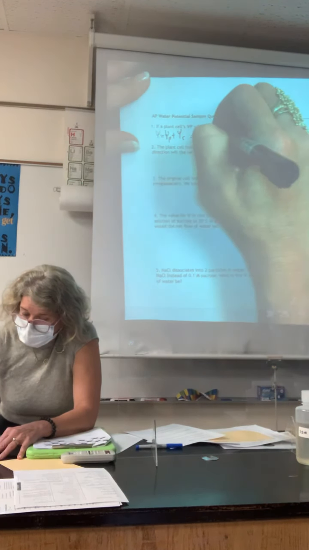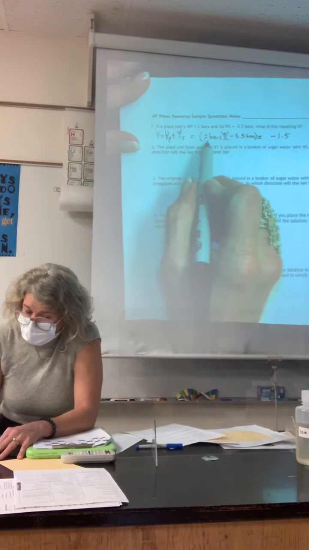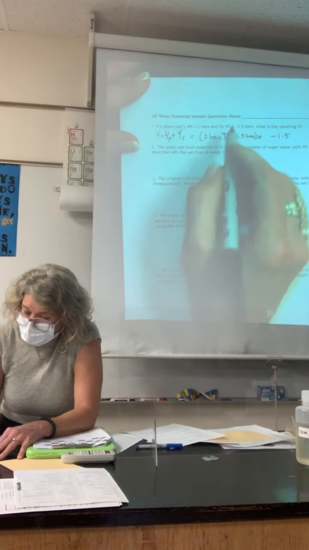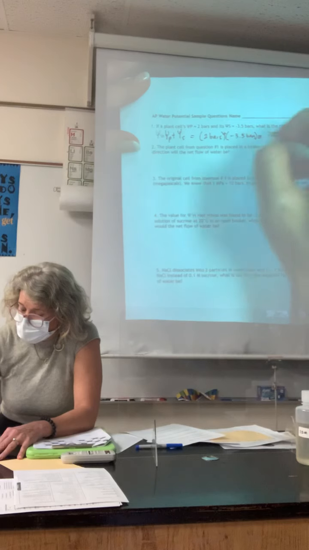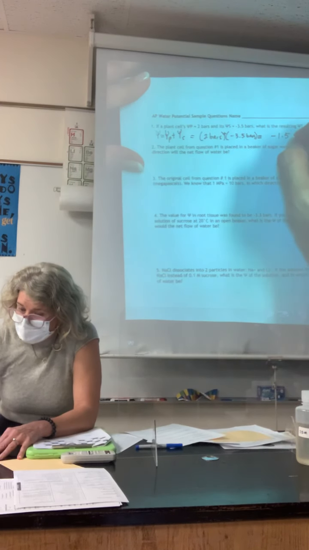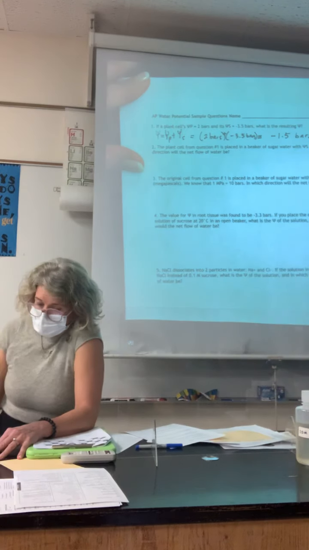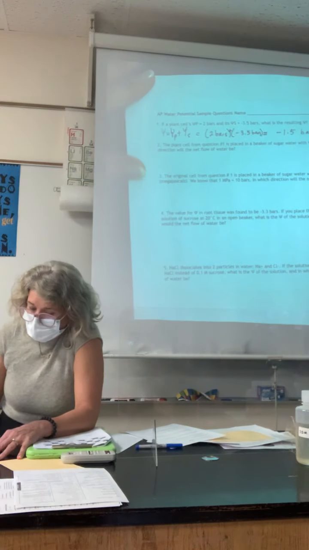Okay, there should be a plus sign in there. So this should be your water potential and your solute potential added together. Okay, I forgot that plus sign. So we have negative 1.5 bars. I'm not going to explain that one. I think you guys should be able to see that math pretty clearly.